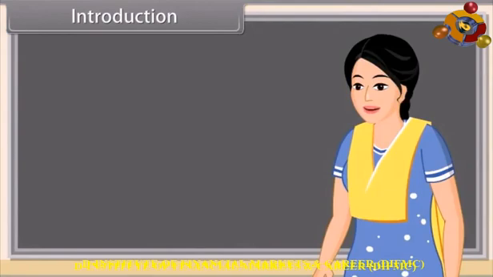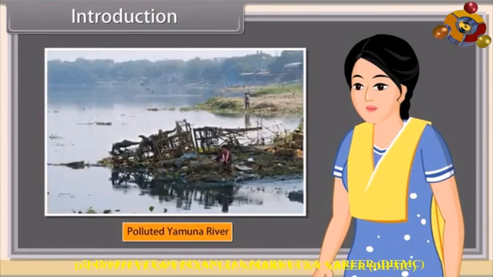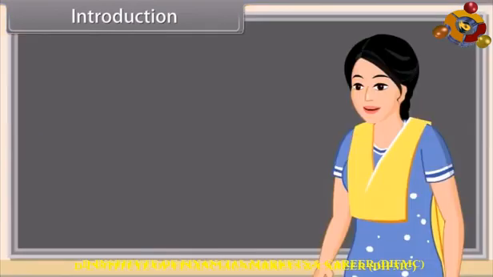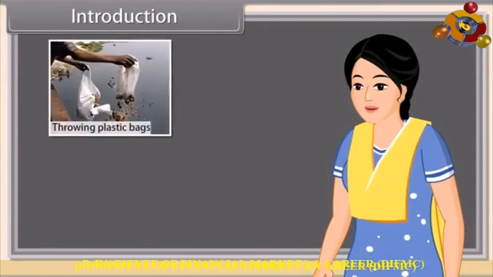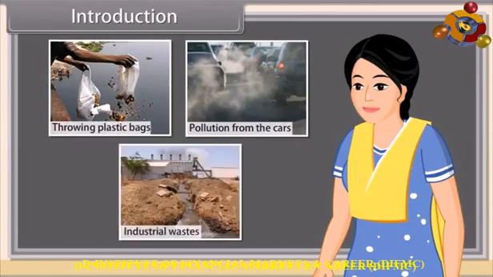Yamuna River is now one of the most polluted rivers of India. But it was clean before. Have a look. And now our activities have made it polluted and it appears dirty. How are we making this river polluted? Many of our activities destroy the clean state of rivers, such as throwing plastic bags, pollution from the cars, dumping of industrial wastes. Let us explore them in detail and their effects on our environment.